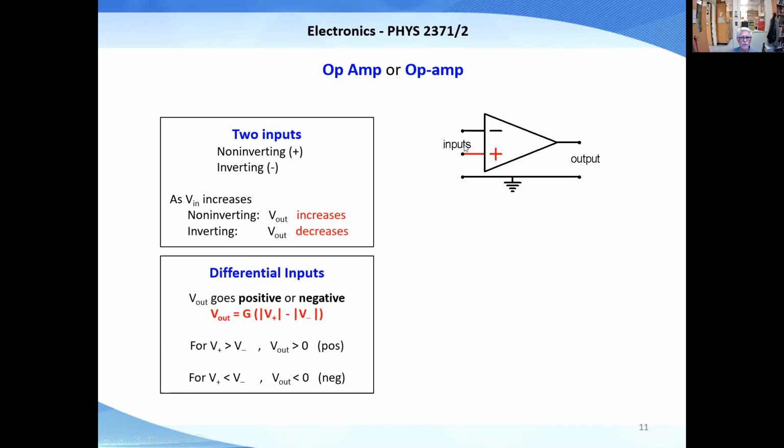Often you want to know the difference between the voltages at the 2 inputs. The voltage out is equal to some gain times the difference in the 2 voltages put on these inputs. If the plus is greater than the minus, you get a positive output. If the voltage on the negative one is 5 volts and the plus is 4 volts, you get a negative voltage out.